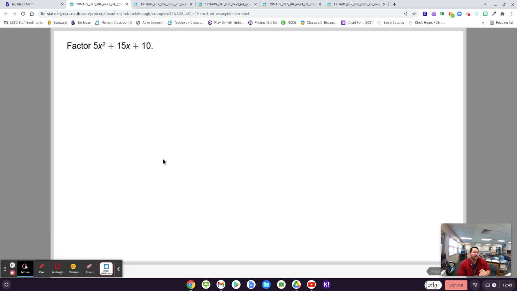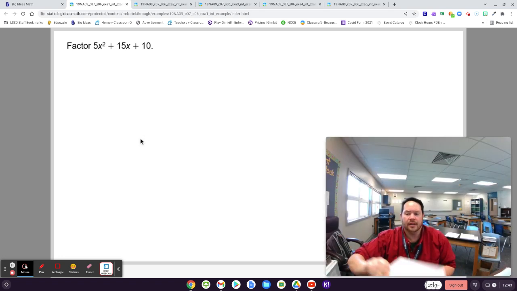So if you're going to factor something like 5x squared plus 15x plus 10, 5x squared plus 15x. Oh boy, I didn't space that very well. Let me enlarge this here. Woo! All right, well, should we go full screen?